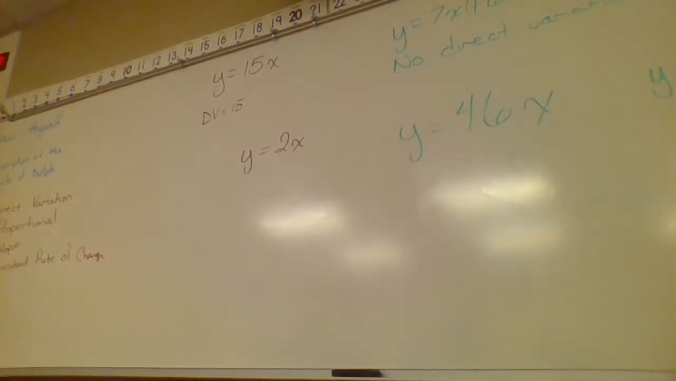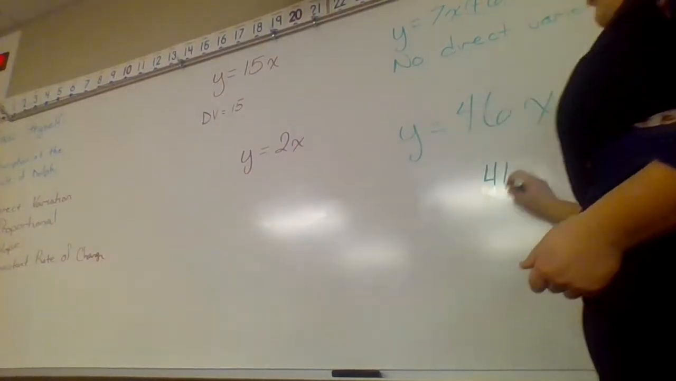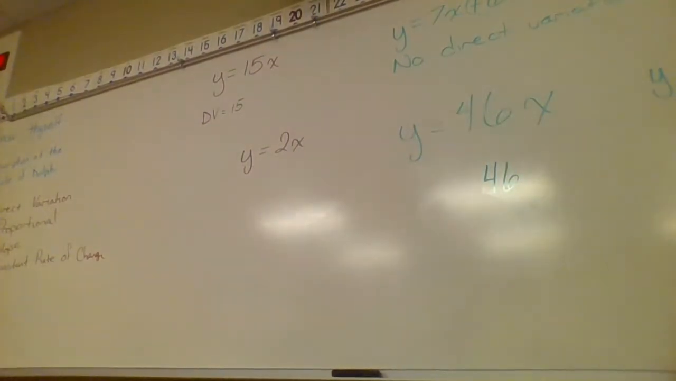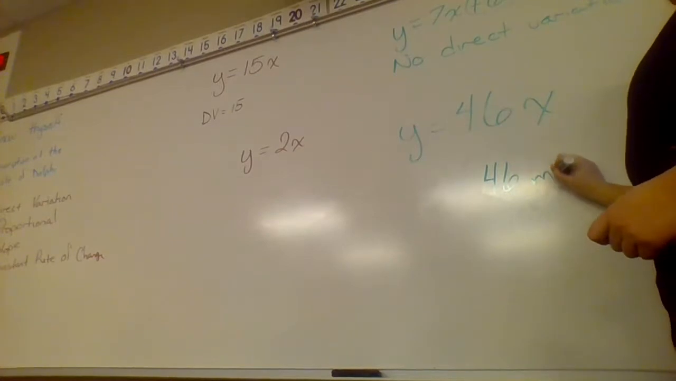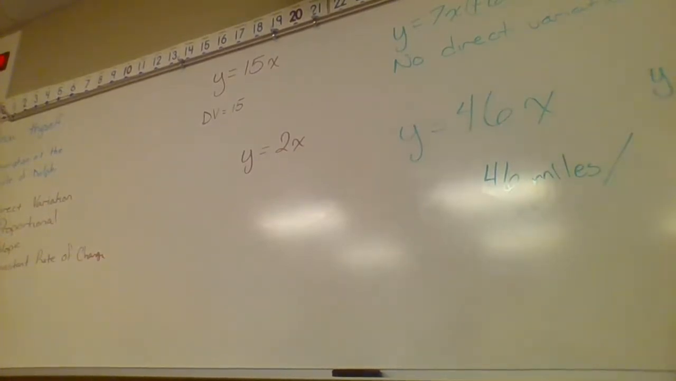Okay. So boys, because most of you guys have gone for that. If you see an equation, it's going to be y equals a number x. Your direct variation is the number. The label is the label for y followed by the label for x. So like this one. What was the number? 46. What was the label for y? Miles. What was the label for x? Hours. That's how you're going to answer that one.